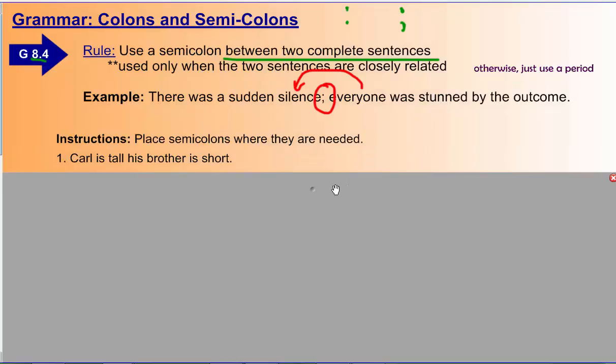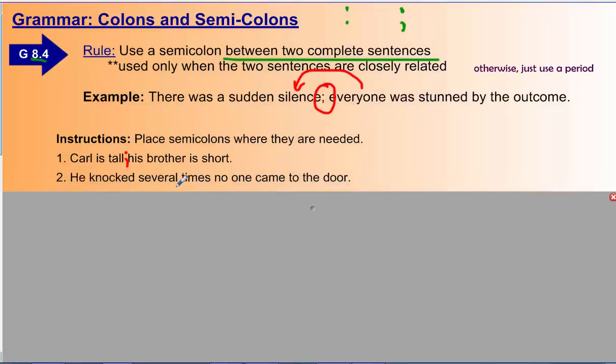So if I'm saying something like, Carl is tall, his brother is short, we have 2 full sentences. The division happens right here. So I can use a semicolon right inside here to separate these 2 things. This is a comparison. So cause and effect is a good time to use a semicolon. Direct comparison of 2 things is a good time to use a semicolon.